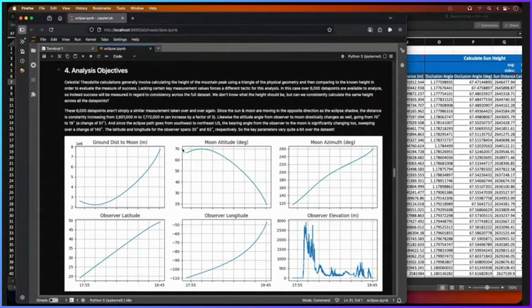Likewise, the altitude angle from the observer to the moon drastically changes as well, going from 70 degrees down to 19 degrees, a change of 51 degrees. And then the azimuth to the moon sweeps out 140 degrees. The observer latitude changes 30 degrees, and the observer longitude changes 60 degrees. The observer elevation is fairly consistent except for this mountain range over Mexico. So the key parameters vary quite a bit over the data set.